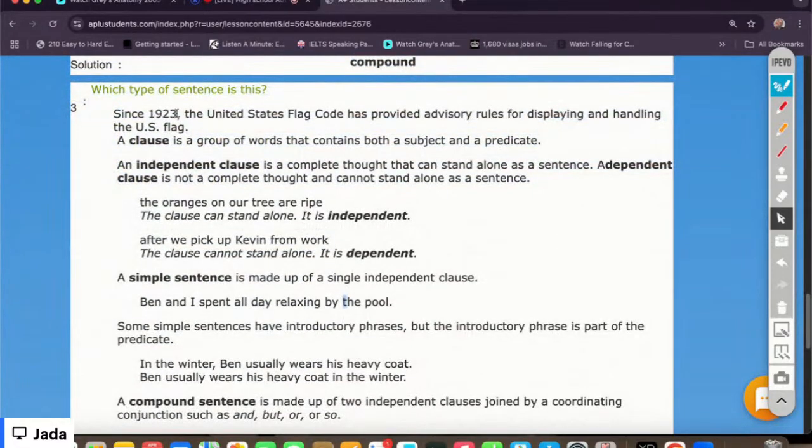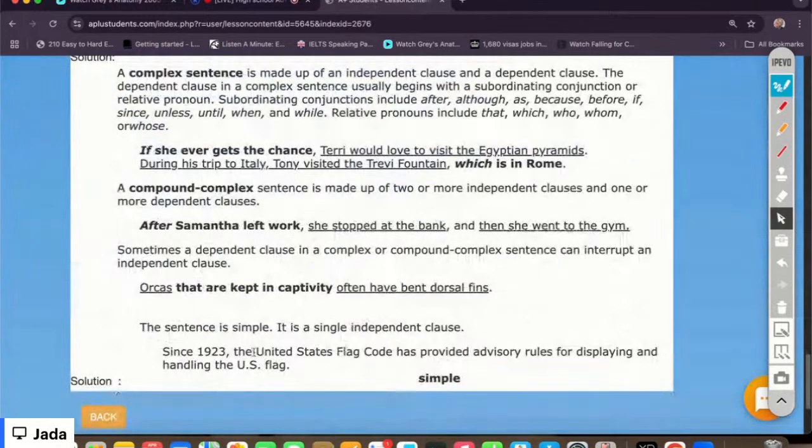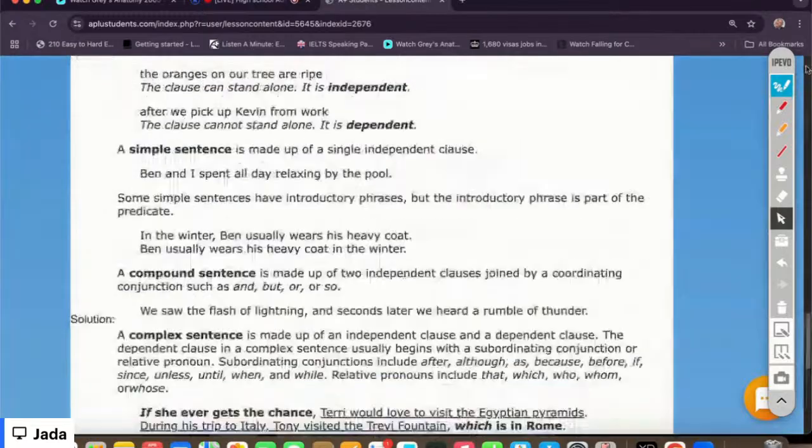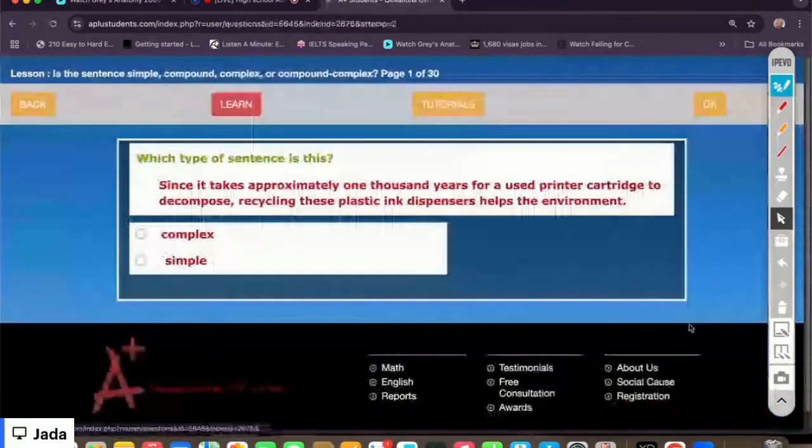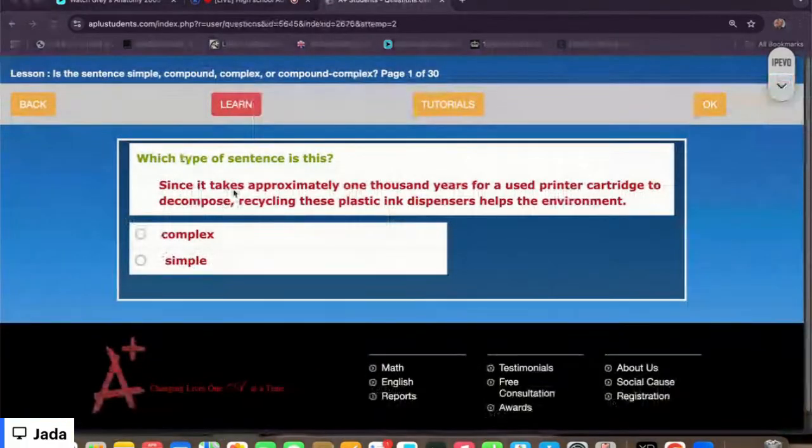So we have: since 1923, the United States Flag Code has provided advisory rules for displaying and handling the US flag. So this is a single independent clause. So this is a simple sentence. We'll move on to the test and you can just share your answers with me if you know them. Since it takes approximately 1000 years for used printer cartridges to decompose, recycling these plastic ink dispensers helps the environment. Complex or simple?